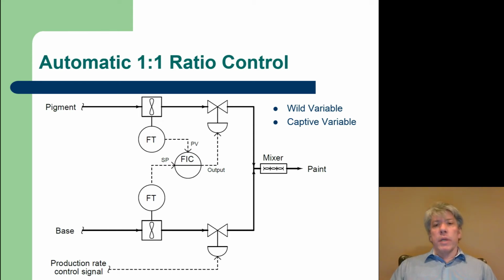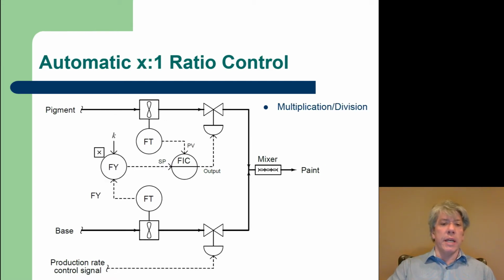But in a 1-to-1 control, just as we consider here, there's the so-called wild variable. Now that's the base paint flow rate. So that's the thing that we have to monitor or measure in order to adjust the so-called captive variable, in this case the pigment flow, to some ratio, in this case 1-to-1. Now as I said, for paint production, a 1-to-1 ratio is probably not ideal.